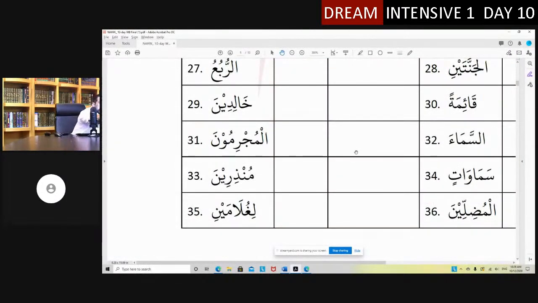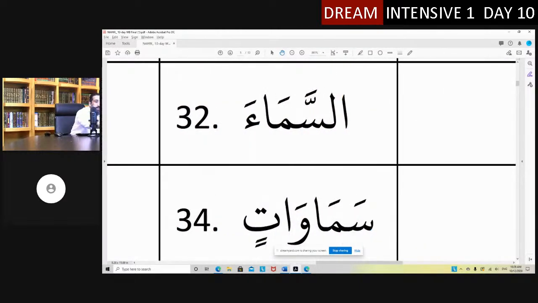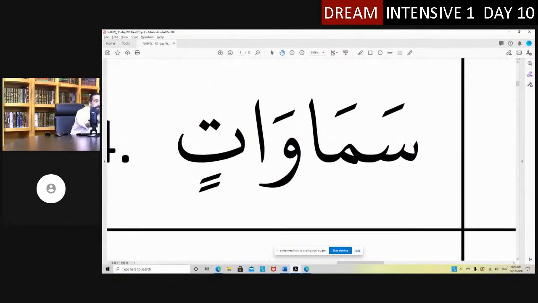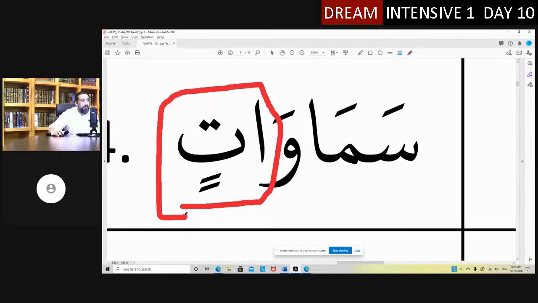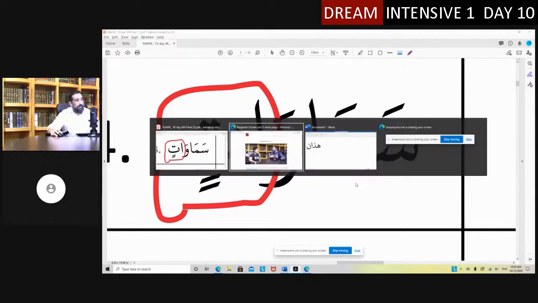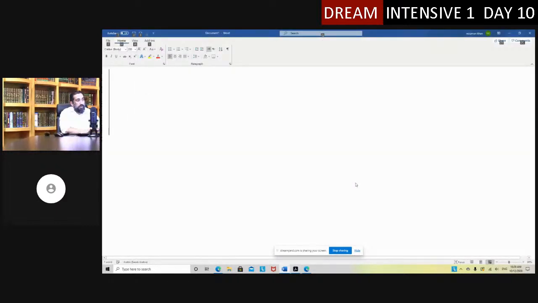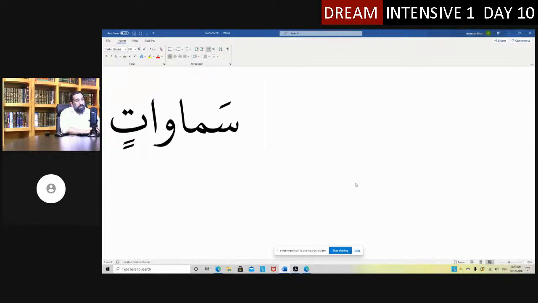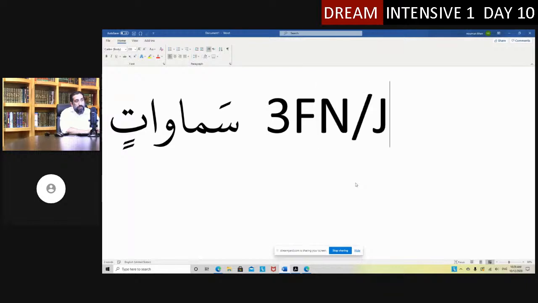34. Oh, yeah, cool. Samawatin. All right. Well, atin is an ending combination. It's the feminine ending combination. So it's like muslimatun, muslimatin, muslimatin. So it's plural. I'll write it on the Word document. It's better. So the word is samawatin. So it's plural, feminine, and nasab or jar.